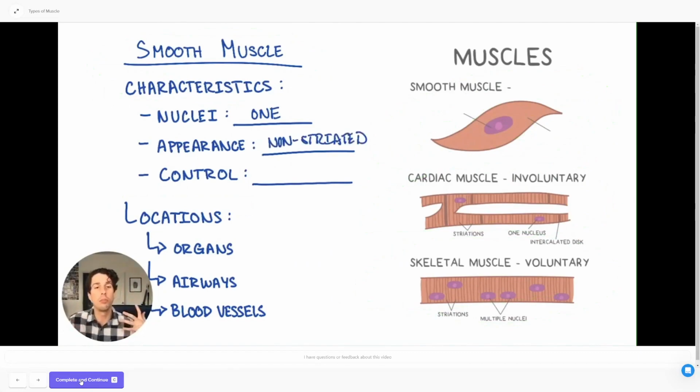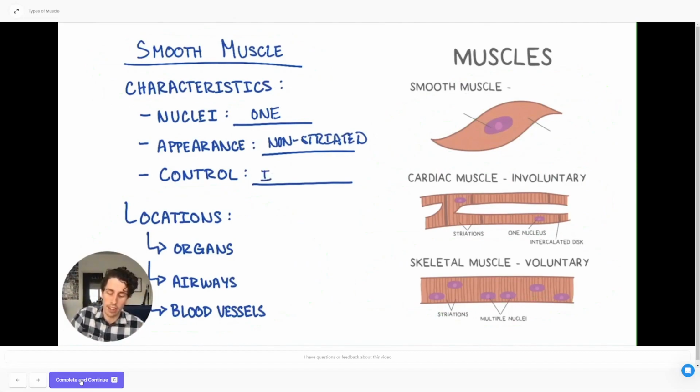Alrighty. And then the control. So when we think of smooth muscle, we think of the muscles of the organs, the airways, and the blood vessels. And so those are the locations that we're going to find these smooth muscle cells. And when you think about our organs, we don't really consciously think about moving food down our esophagus. It's that smooth muscle that does it for us. And so the control is going to be involuntary control.